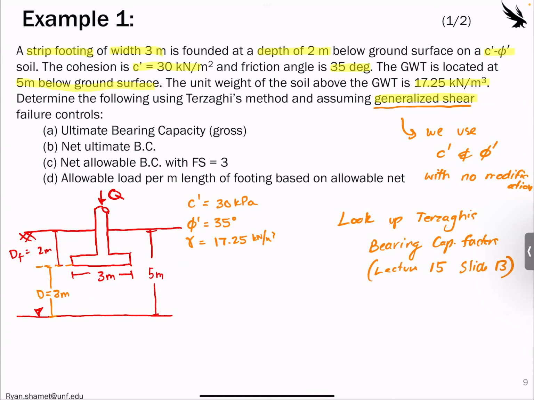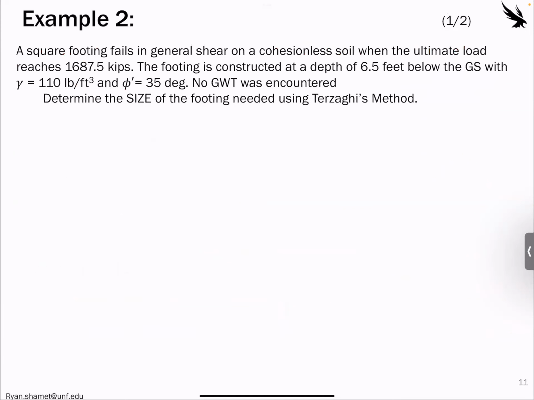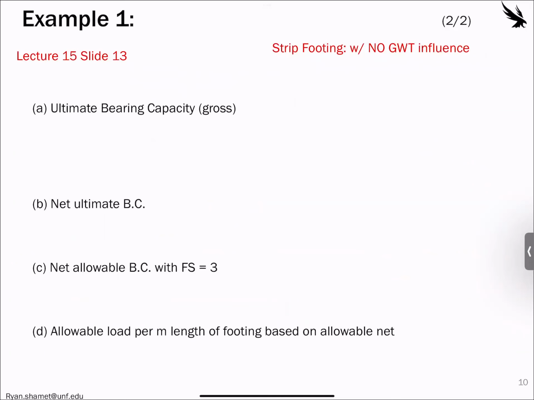So for the groundwater table, our depth to the groundwater table is equal to 3 meters, which is equal to the width of our footing. So that means we are in case 3. Essentially, that means we can ignore the groundwater table. So we don't need to make any corrections for that. That's nice. Okay, so from lecture 15, slide 13, we can find our bearing capacity factors.